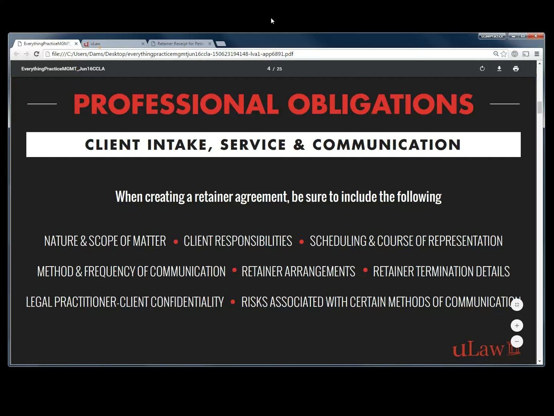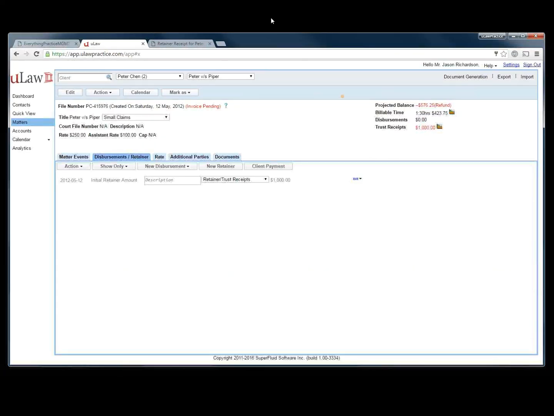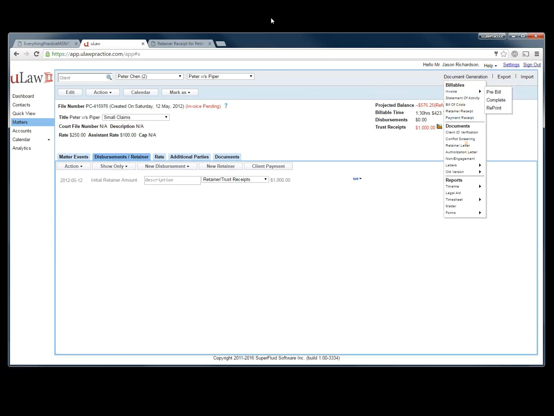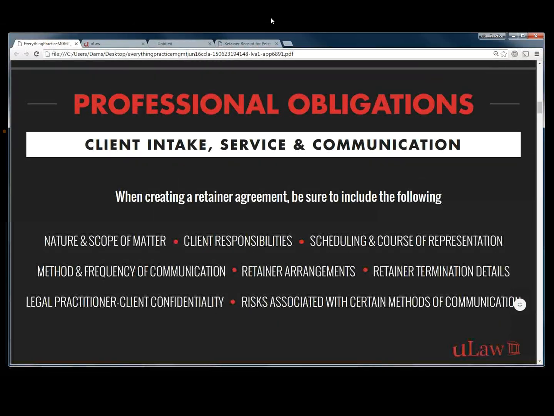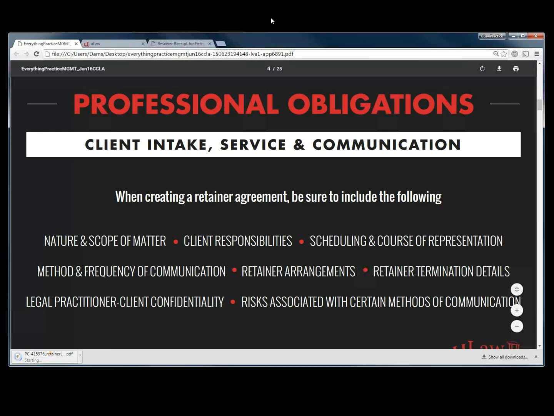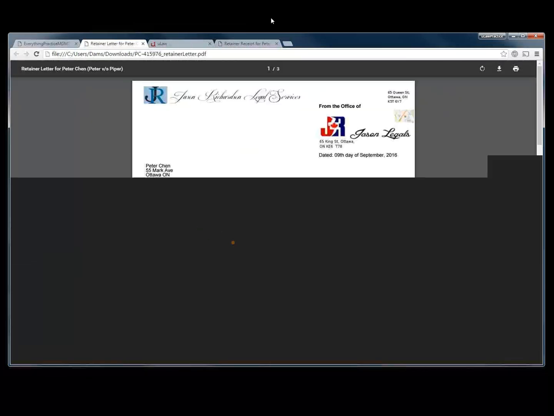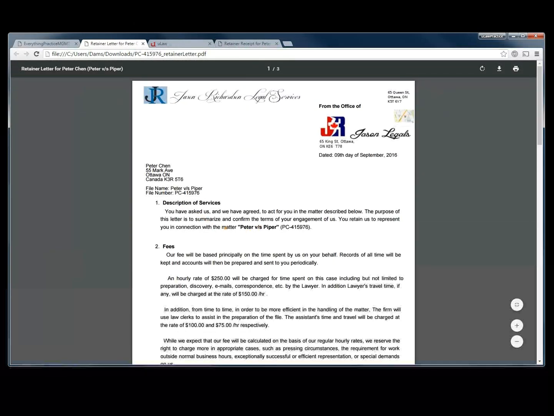So let's walk through a standard sample of a retainer letter. Let's say we do a retainer letter and download. We want to touch upon all these points that we have talked about here in our retainer letter. So I'm going to open this retainer letter. Description of services, clearly indicating what the matter is, the file number.